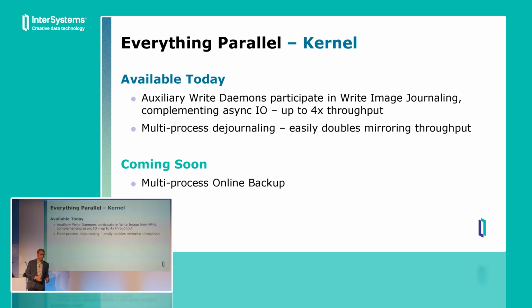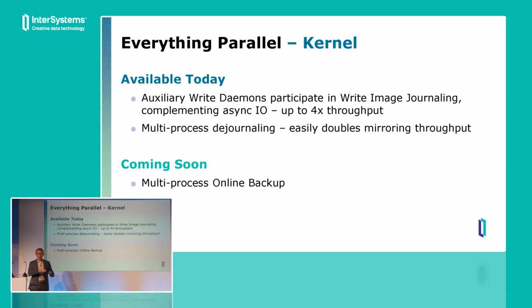Another thing that's really fresh is multi-process dejournaling. Journaling is the first thing we do when you're trying to make a change to a global in your database. It's a logical record that we write to a journal file. If you have mirroring configured, at the far end of your mirror connection we'll replay that change, even before it gets written to actual data blocks in the iris.dat file. So now that far end of the mirroring connection can also use parallelism to increase the throughput of your mirroring workload.